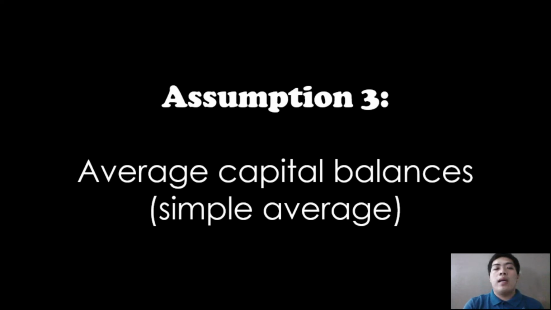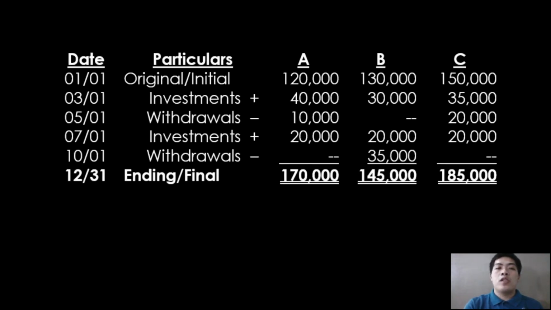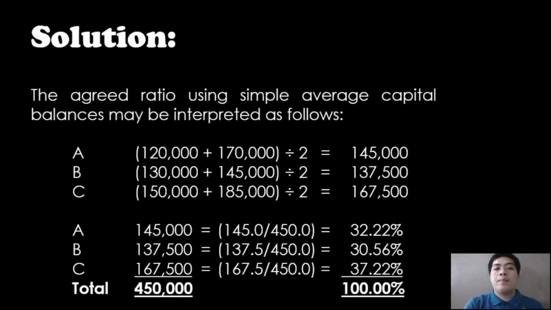Okay, assumption 3, average capital balances. Let's assume first, simple average. So, balikan natin yung table. Meron tayong original or initial investment, then we have the ending or final balances. Yung kailangan lang natin dyan actually, yung original or initial amounts at saka yung ending and final amounts. Yung gagawin lang natin muna, i-add, then make an average out of those amounts.